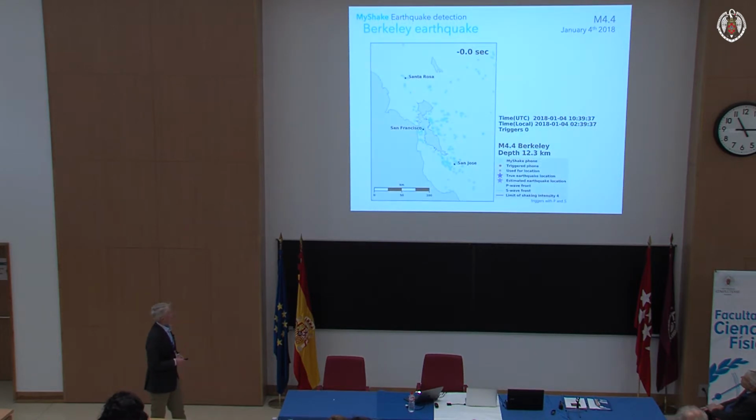Okay, so let me give you a sense of what the system is doing. So this is the Berkeley earthquake that occurred at the beginning of last year. It's a very small earthquake. It's only a magnitude 4 earthquake. When we released the app, we didn't think we would detect anything smaller than a magnitude 5 earthquake. Okay? So this is a magnitude 4 earthquake that happened at the beginning of last year.